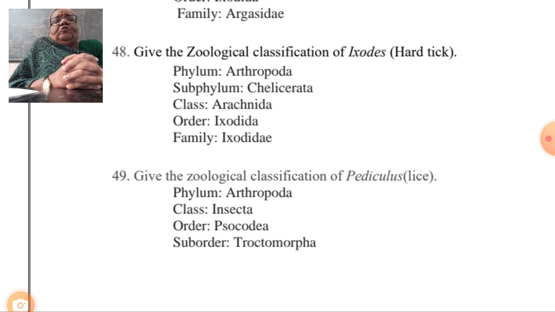Ixodus, this is also a type of unne. Phylum Arthropoda, subphylum Chelicerata or Chelicerata, you can pronounce the way you want. Class Arachnida, then order Ixodida, family Ixodidae.